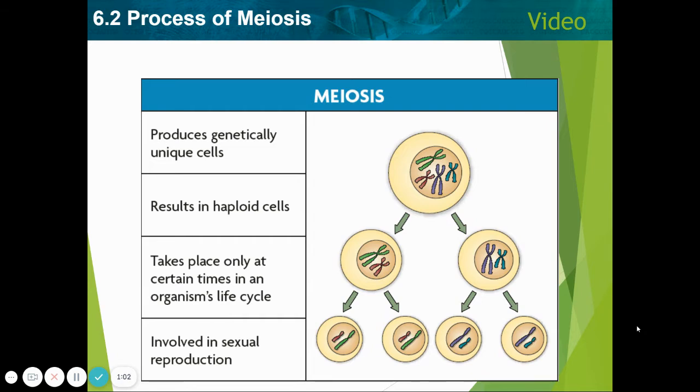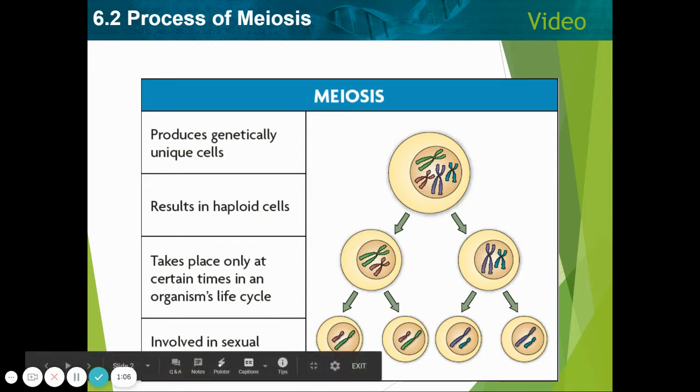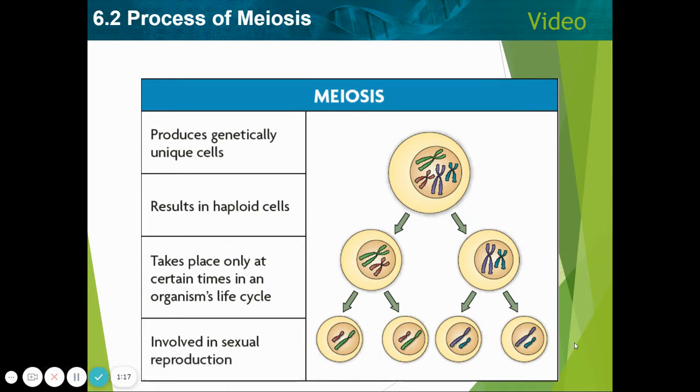In meiosis, the cells that are produced are going to be genetically unique. They're going to be genetically unique to the original parent cell, and they're going to be genetically unique to each other. The resulting cells are what are called haploid cells. The cells in mitosis were diploid.